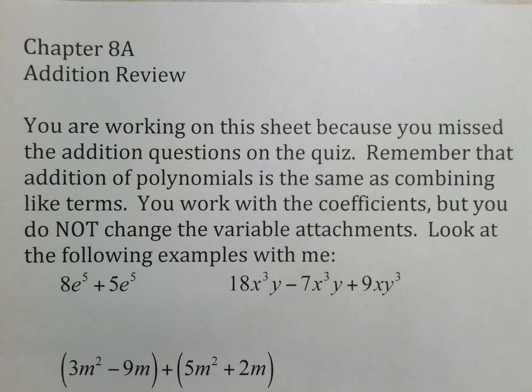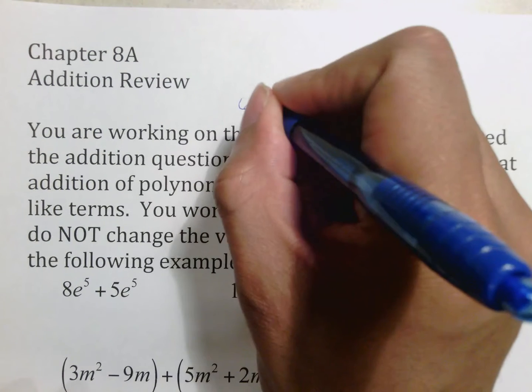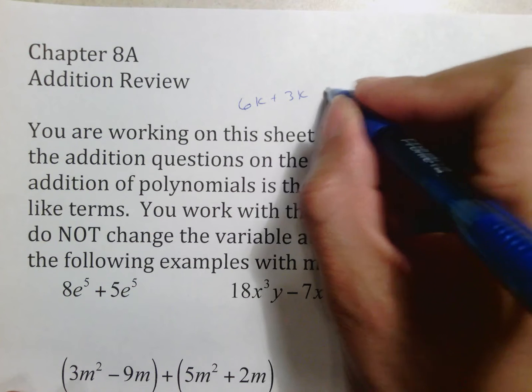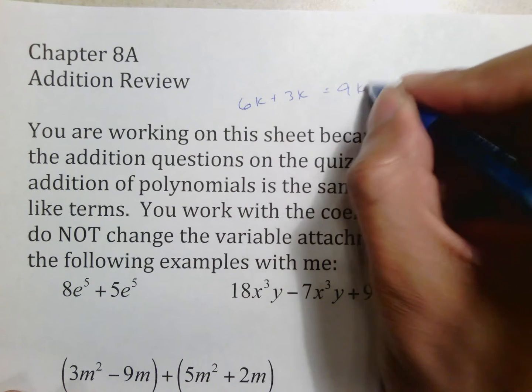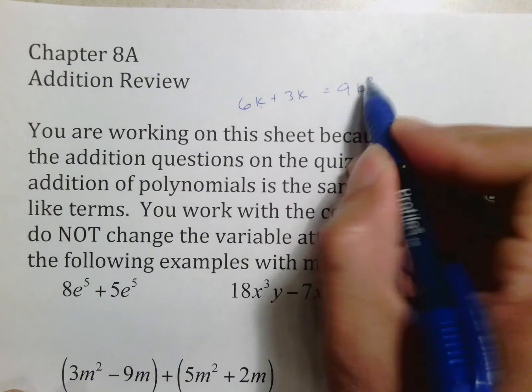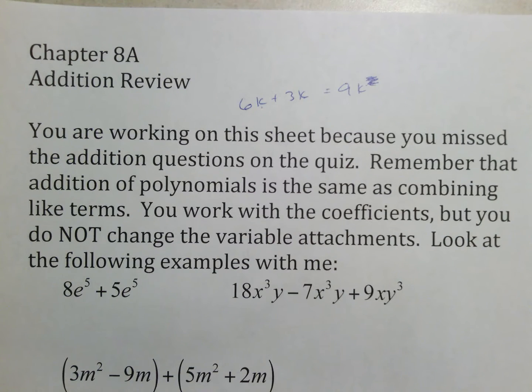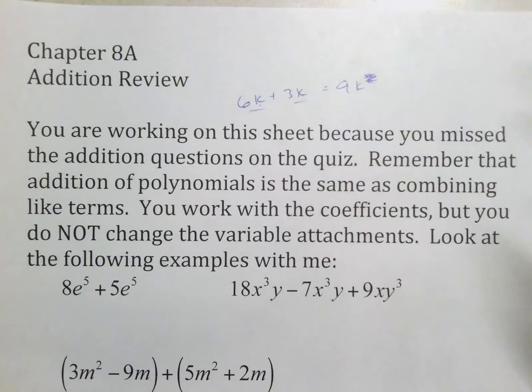It's like when I said if you have 6 bottles of ketchup and 3 bottles of ketchup, you do not end up with 9 bottles of mustard. Notice how it went from k and k to k squared. You do not change the label whenever you combine like terms. You're just putting everything together and organizing it. And so that is the key thing on where some of you messed up there.